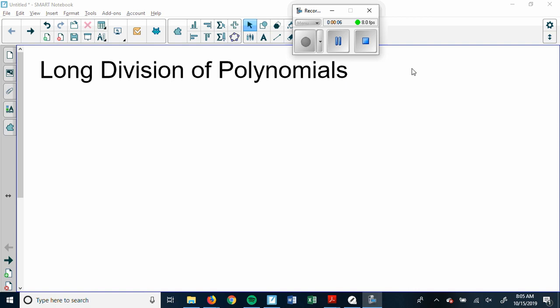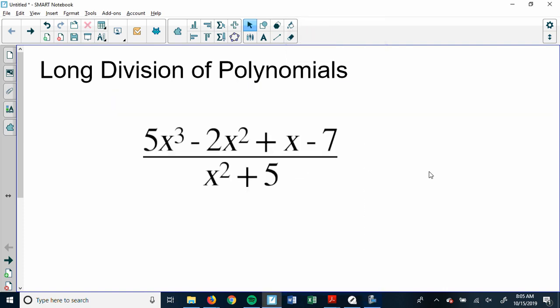We're going to talk today about long division of polynomials. So you can see here, and maybe you don't even know what that means, or maybe you remember long division from elementary school. But we're going to take a look at that. By the end of today, you're going to be able to do something that looks like this. You're going to be able to divide these polynomials.